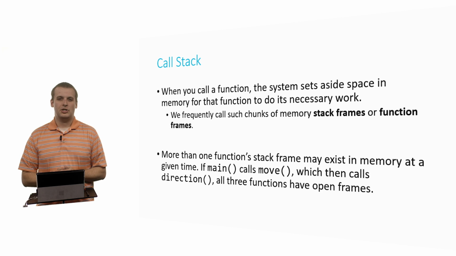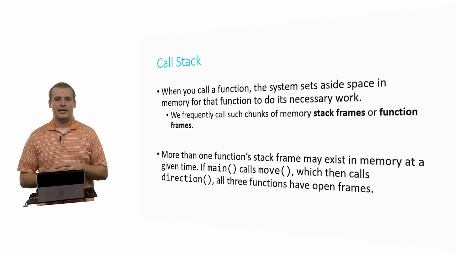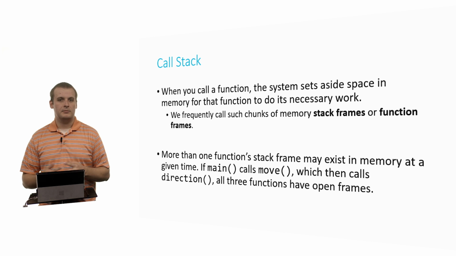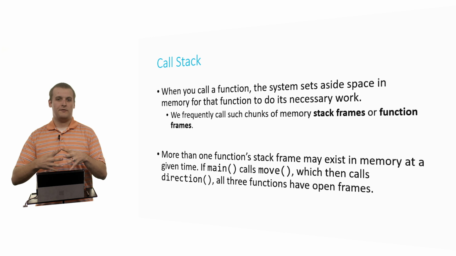When you call a function, the system sets aside space in memory for that function to do its work, and we call these chunks of memory that are being set aside for each function call a stack frame, or a function frame. And as you might expect, these stack frames live on the stack part of memory. More than one function's stack frame can exist in memory at a given time.